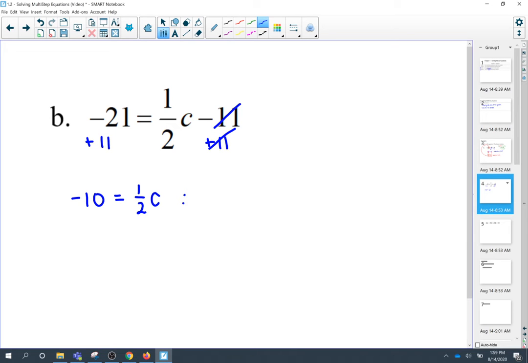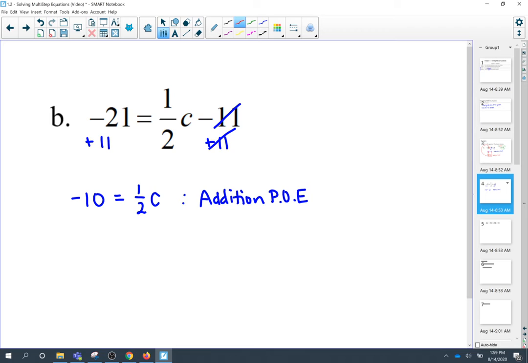Justification: we added 11. That is the addition property of equality. Now we have to get rid of our 1/2. Now, that is 1/2 times c, and the opposite of times is divide. But dividing by a fraction is really messy, kind of weird.